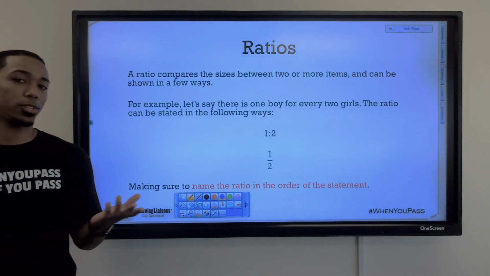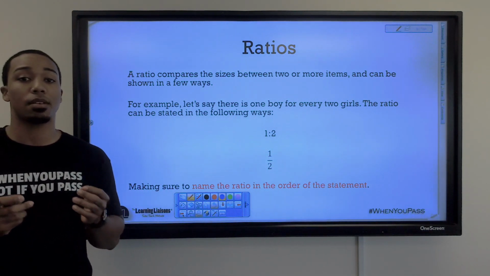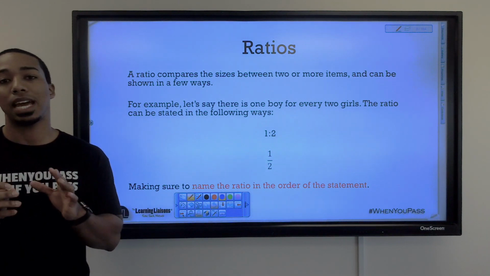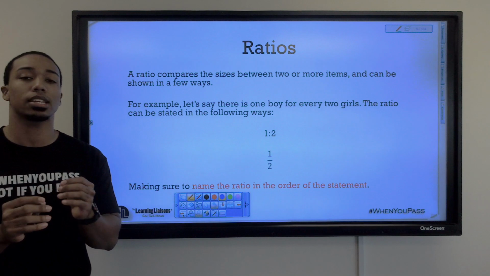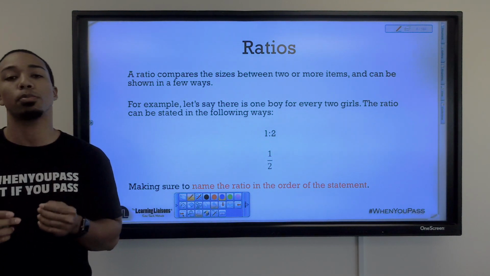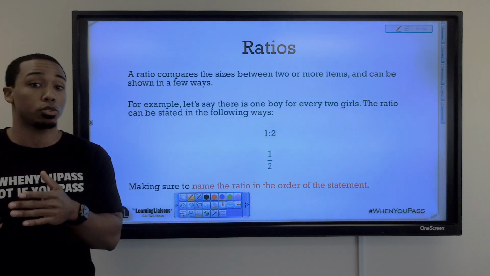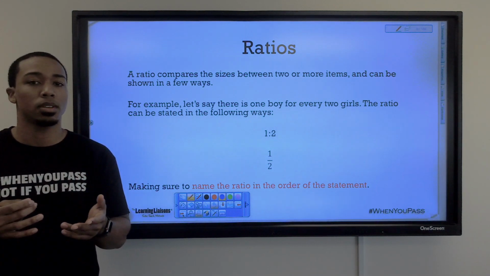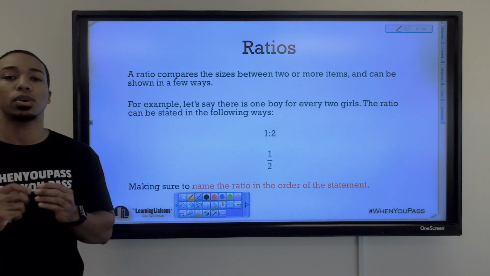First of all, what's a ratio? A ratio is a way to compare two items that have a relationship between them. Now, this relationship is not going to be adding or subtracting, it's going to be a multiplicative one. So basically, these two items can be compared: one is 2 times or 3 times or 4 times more than the other item. We'll get into more of that in a second, but again, we're comparing two items.